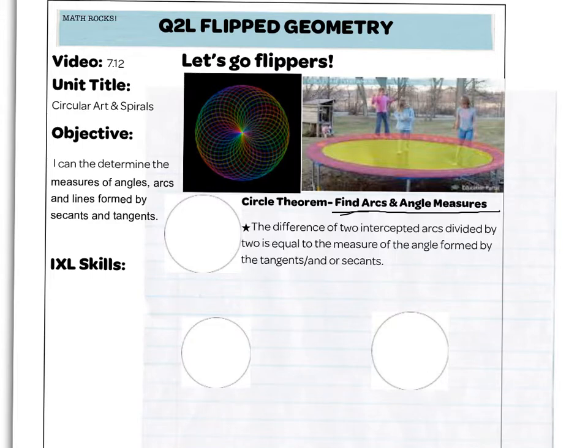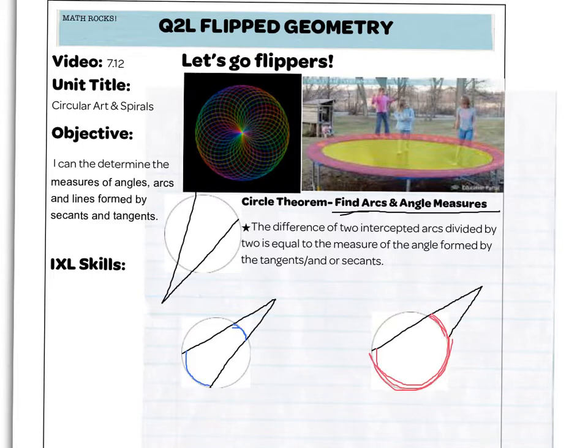So let's actually draw that. So the difference of the two intercepted arcs. What I'm talking about when I say intercepted arcs is you create, so this is an arc, this is an arc, this is an arc, this is an arc, this is an arc, this is an arc. And you create those by drawing in secants and tangents. So you can see this secant and this secant, and here's a secant and a tangent. Well, we're creating these arcs by drawing in these secants and tangent lines.